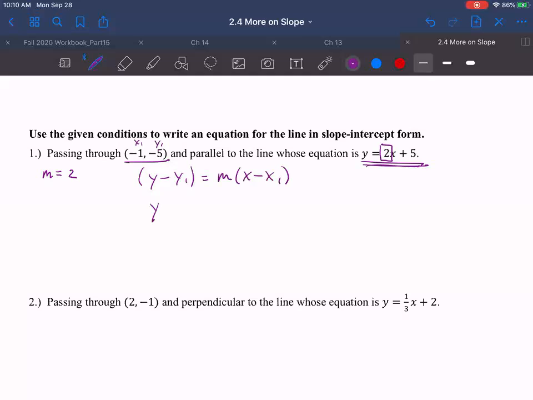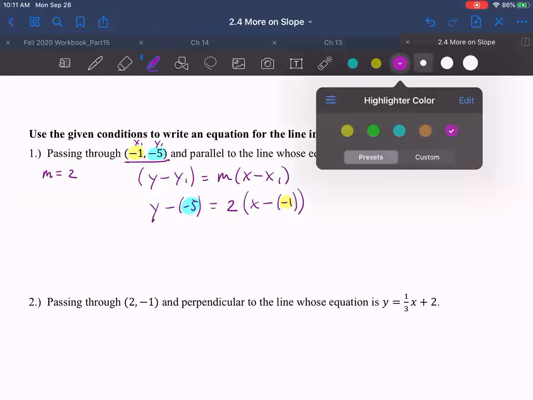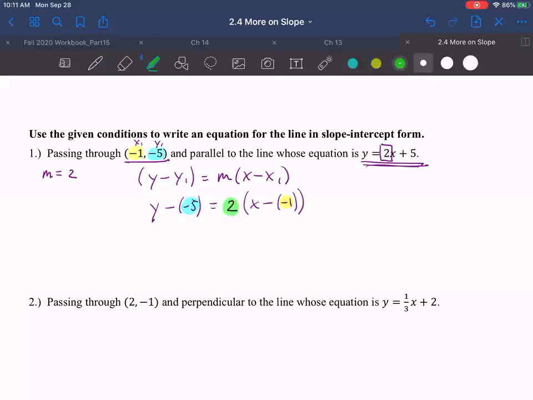So it becomes y minus -5 equals our slope of 2 times x minus -1. And just to color coordinate that for you, this -1 is that -1, this -5 is that -5, and this 2 right here is from the slope of 2, which came from that 2 right there. That's where I got all those numbers from.